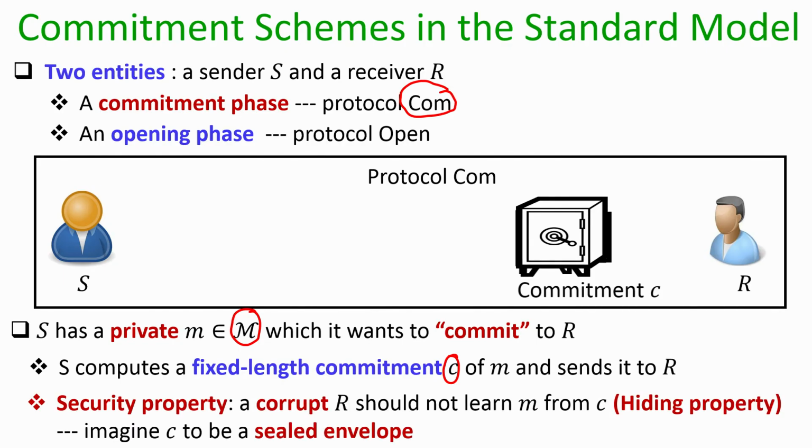And the security property that we require from this COM protocol is that if the receiver is a bad guy and computationally bounded, then by seeing the commitment it should not learn what exactly is committed inside C.